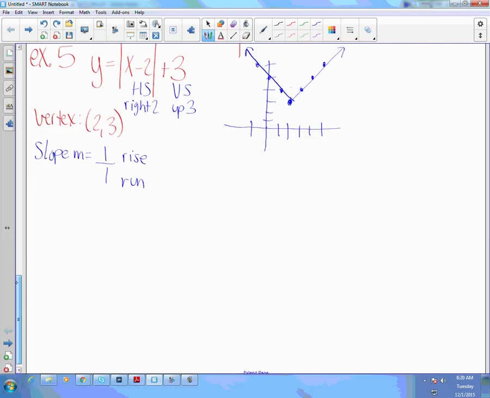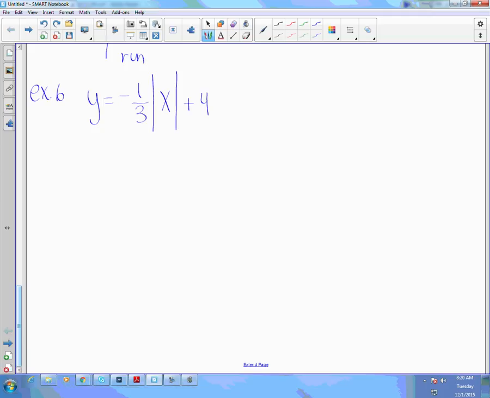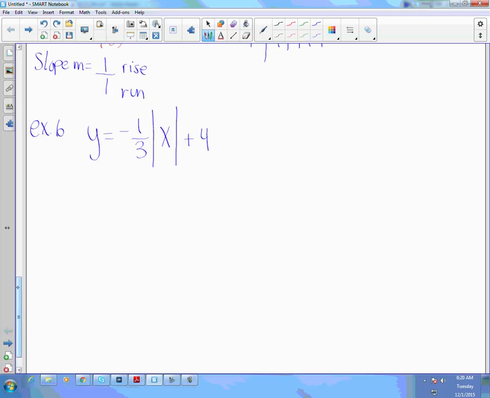Okay, try another one. Example 6. Y equals -1/3 absolute value x, plus 4. Here's a challenge for you. Y equals -1/3 absolute value x, plus 4. And today I'm telling the vertex by using opposite, same. This one's a little bit challenging. Opposite, same.